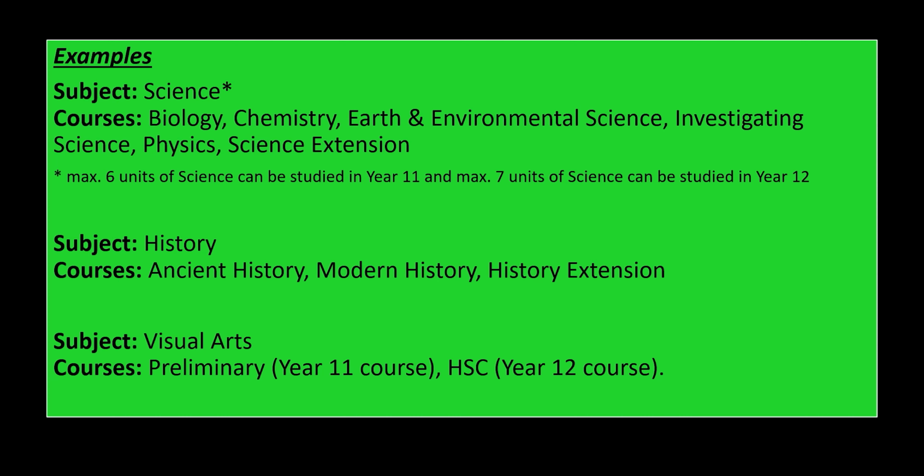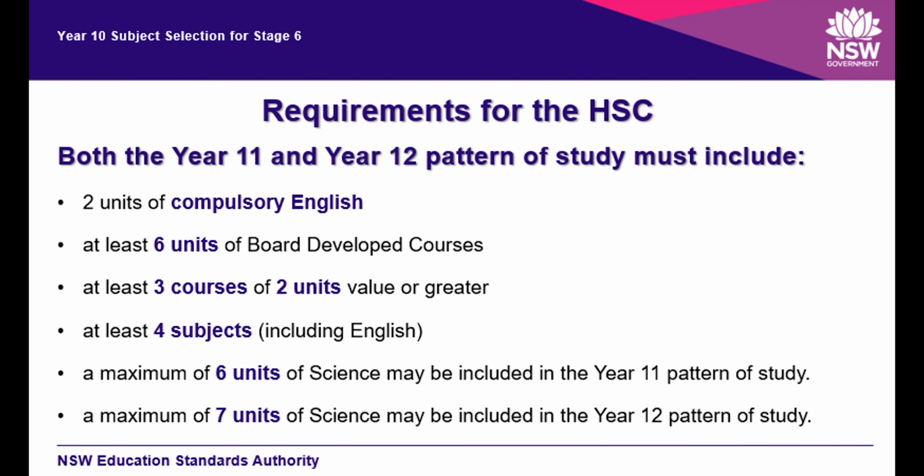So let's look in more detail at the requirements of the HSC, and we can see here where subjects start to appear. So you need to have at least 4 subjects in year 11 and 12, and you can see here that science has a very specific restriction in that you can only study a certain number of units in science in year 11 and 12.